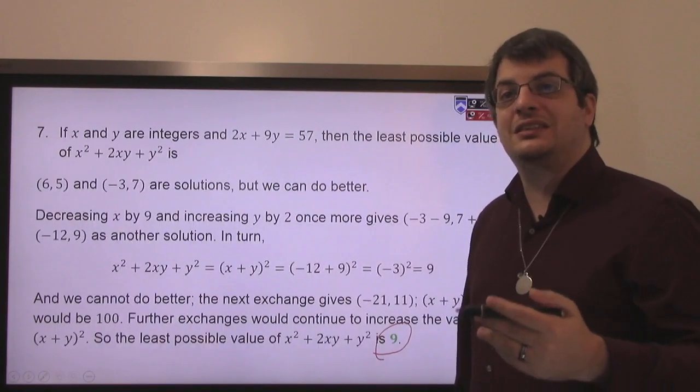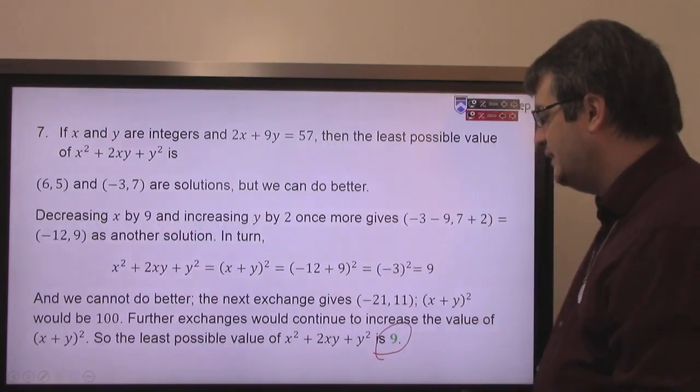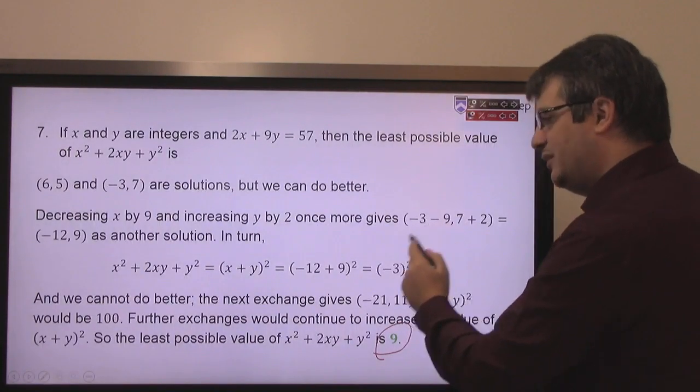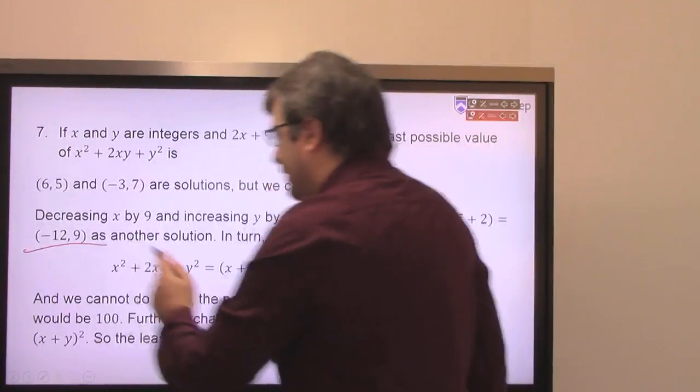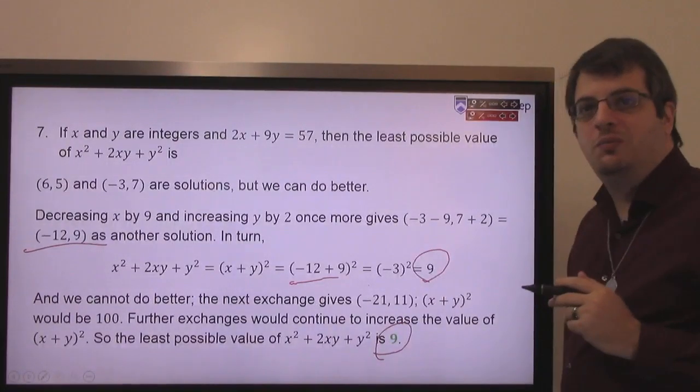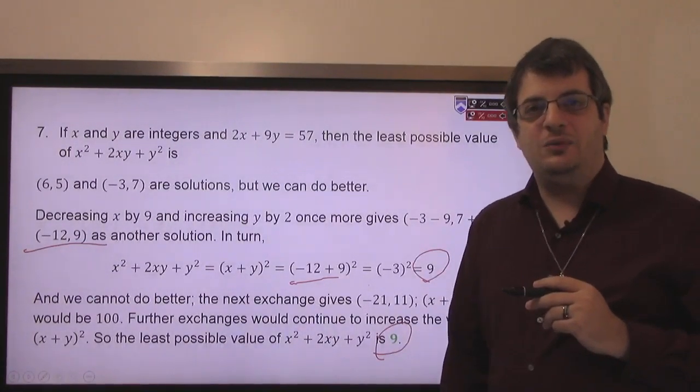Yeah, I know, nothing else is the least, right, but this one is. This is the least possible solution right here. 12 comma 9 gives the best result we can hope for. And that was the right answer.